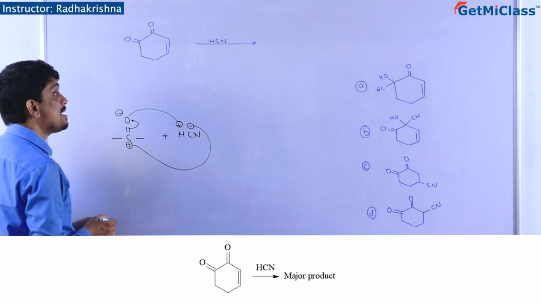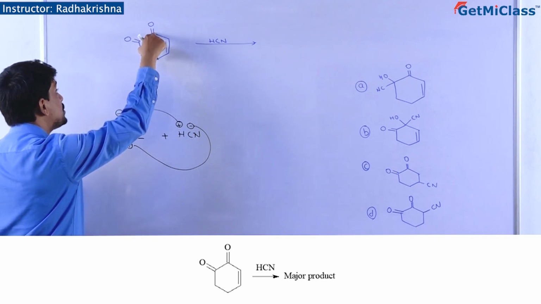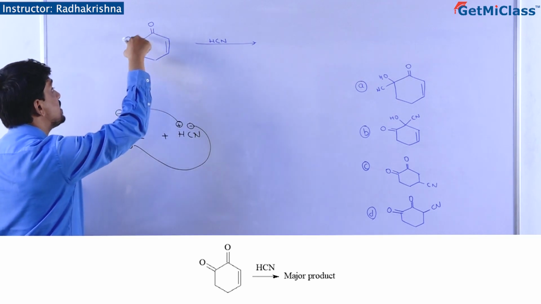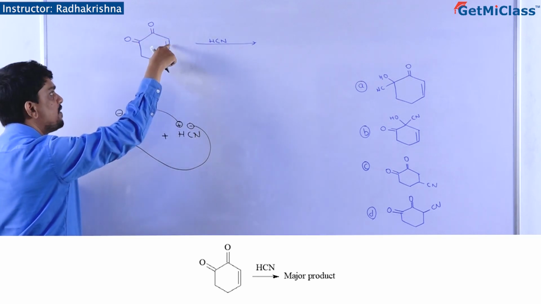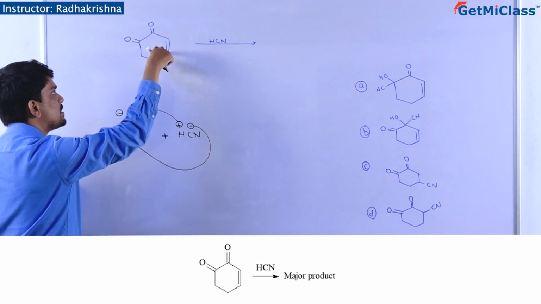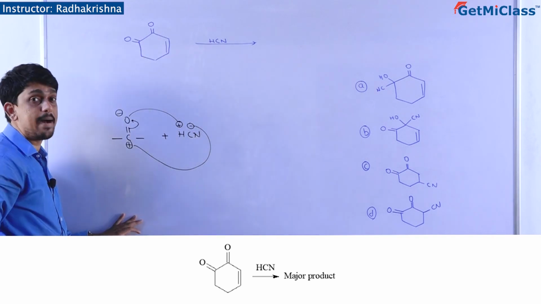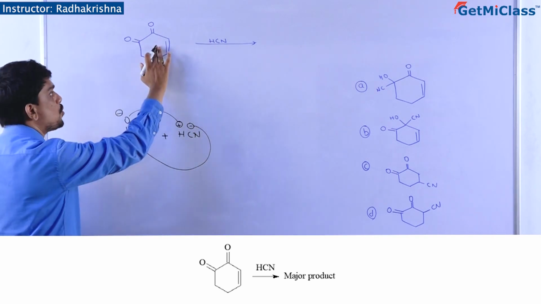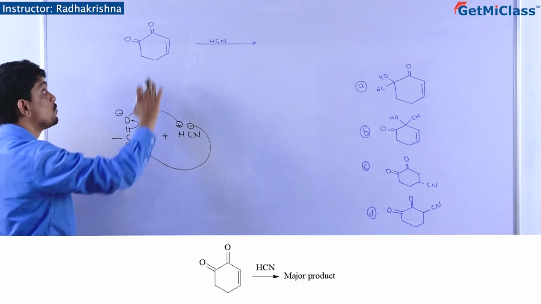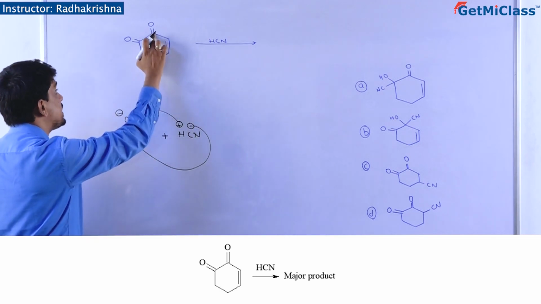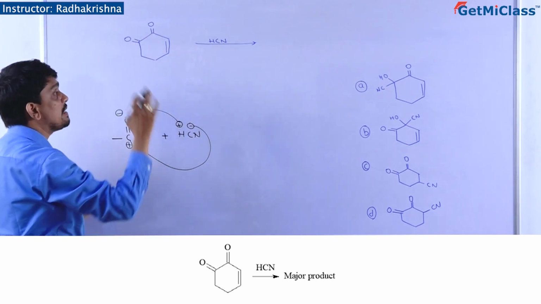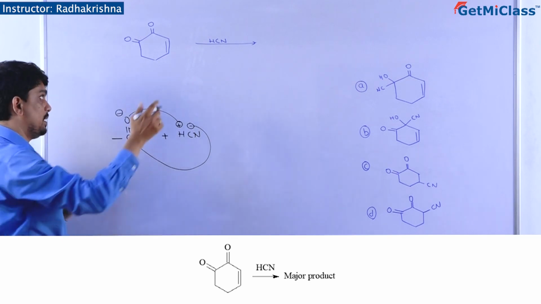Now the question arises whether I should carry out addition here or here. Anyhow, you know that inside the ring it is not very easy to break the pi bond. So addition won't take place here. So addition either takes place here or here. Exactly, let's see where it is possible.